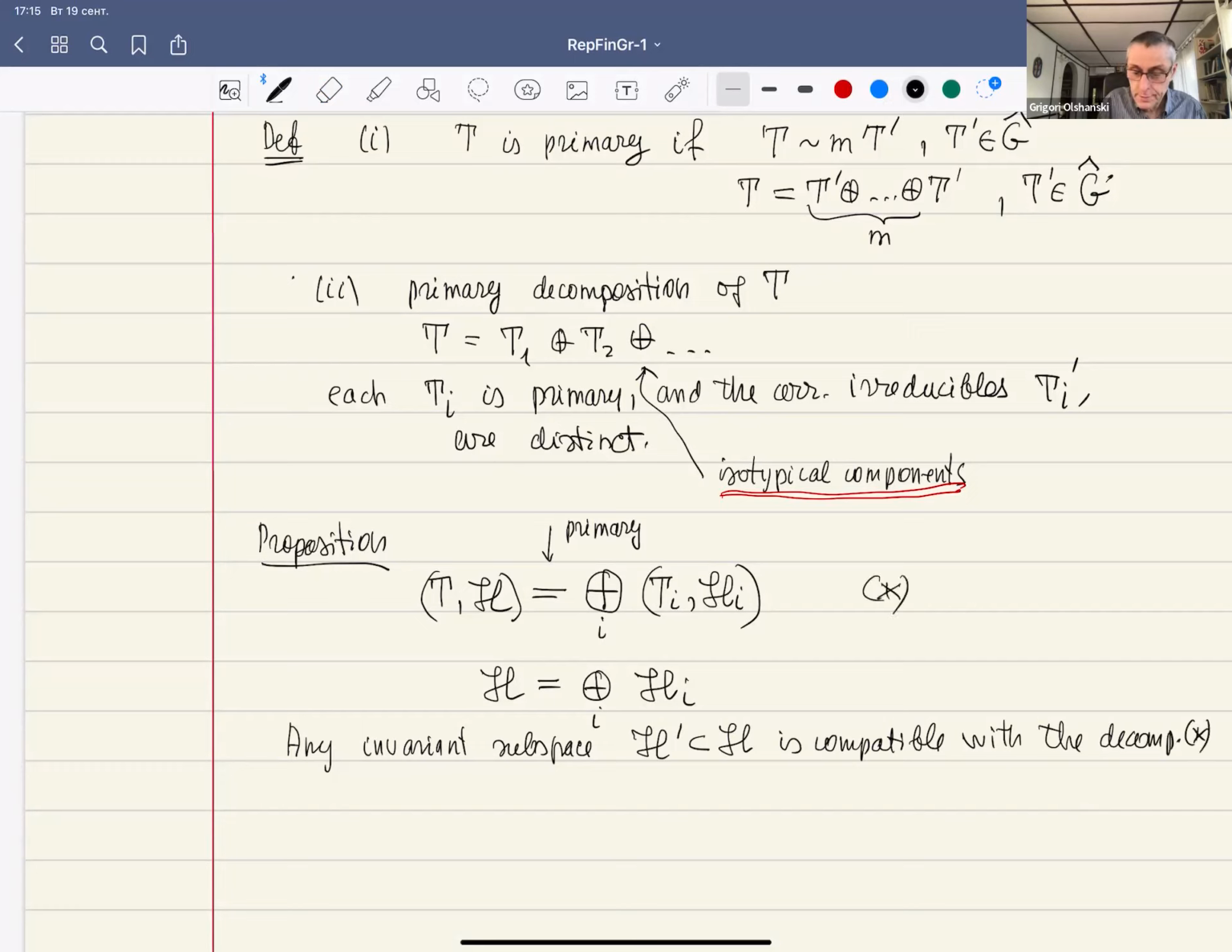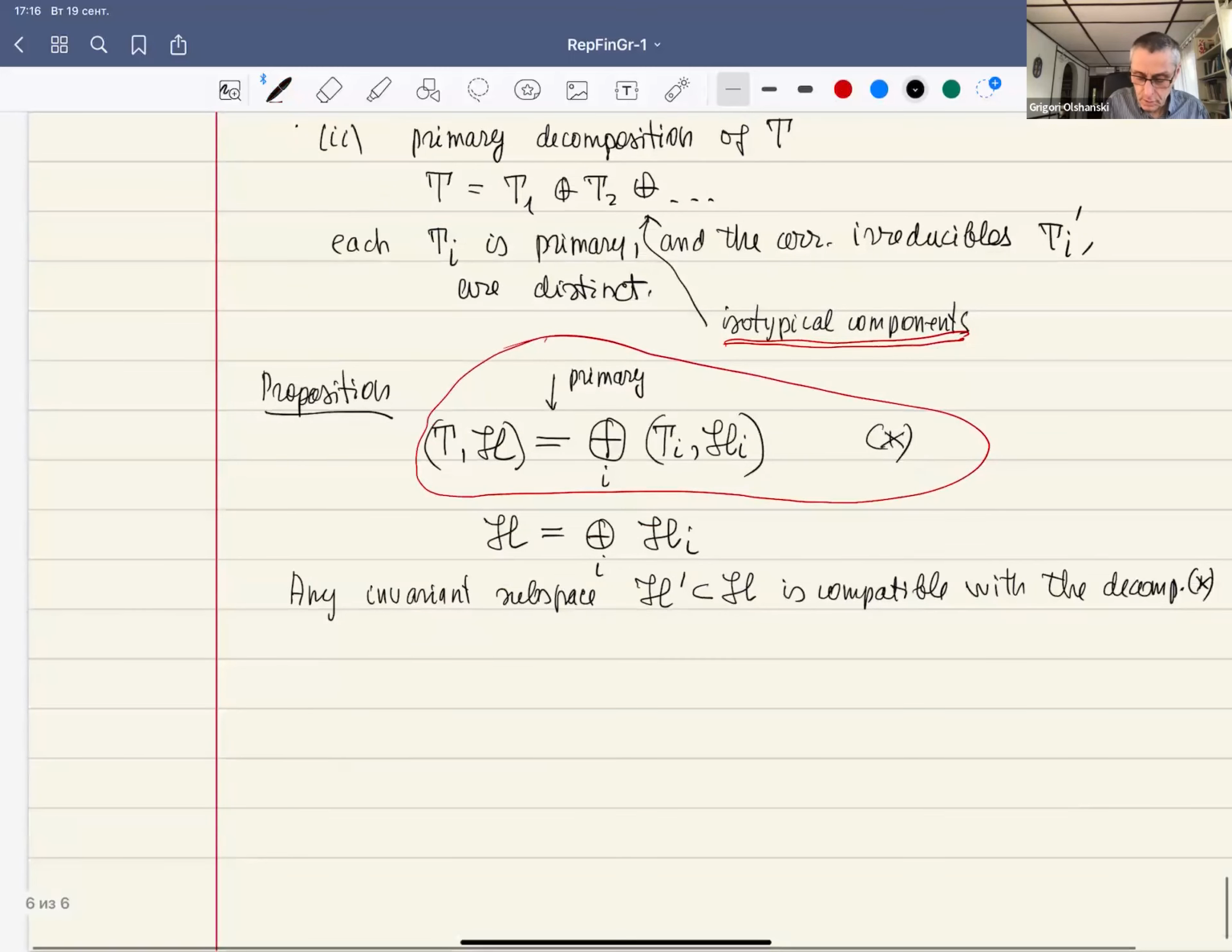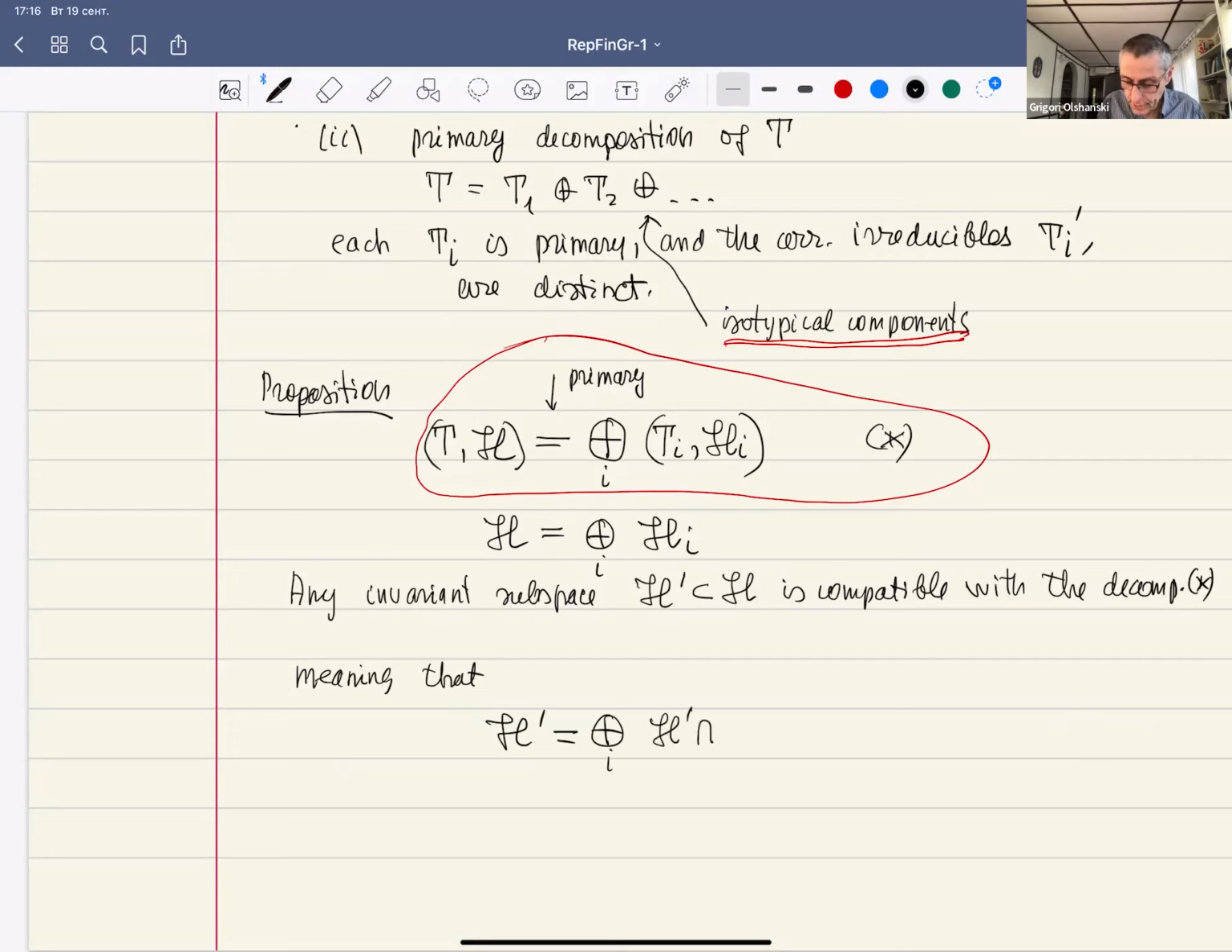Dot star. What does compatible mean? It means that our H prime is the direct sum of its intersections with these components.